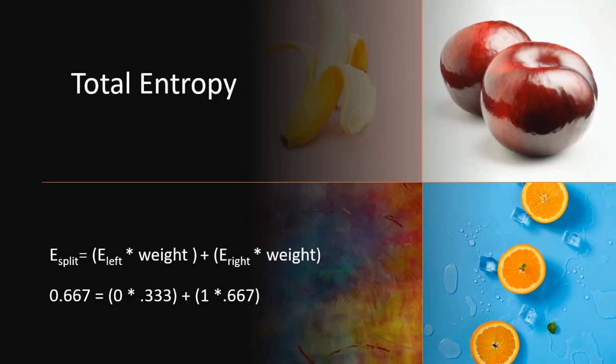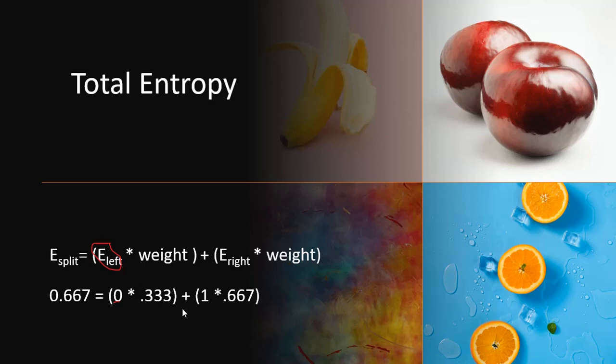To calculate the total entropy after the split, then, we take the entropy on the left side times its weight plus the entropy on the right side times its weight. So the entropy on the left side was 0, and it doesn't really matter, but the weight was 0.333 because of the 18 fruit, 6 were on the left side, which were oranges.